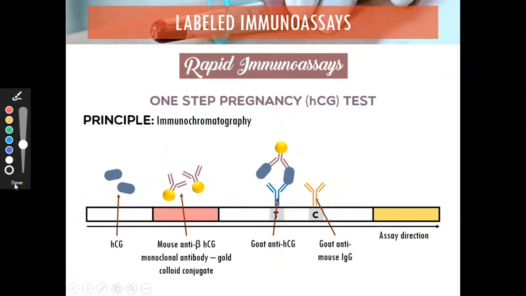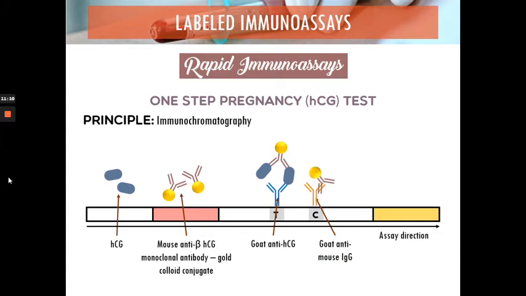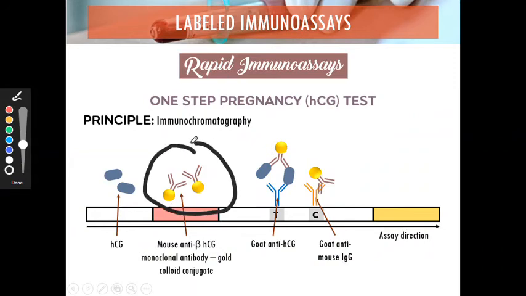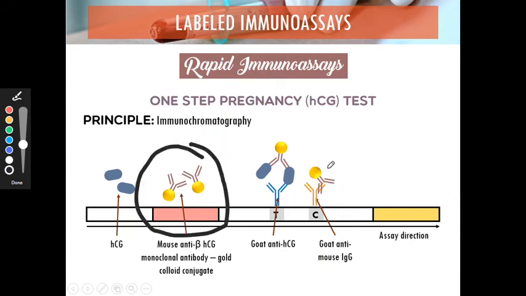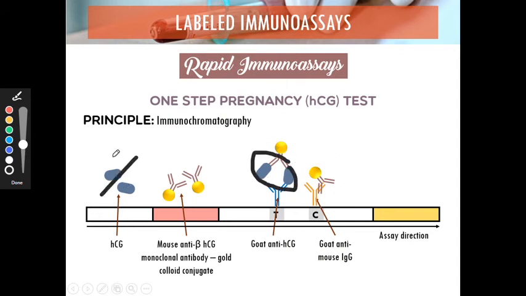Okay? Di ba? And of course, the control line will then capture the remaining unbound reactants, the gold colloid conjugate. It will capture them in your control line. Upon adding your substrate, there will be color in the control line, regardless if there is HCG or no HCG.